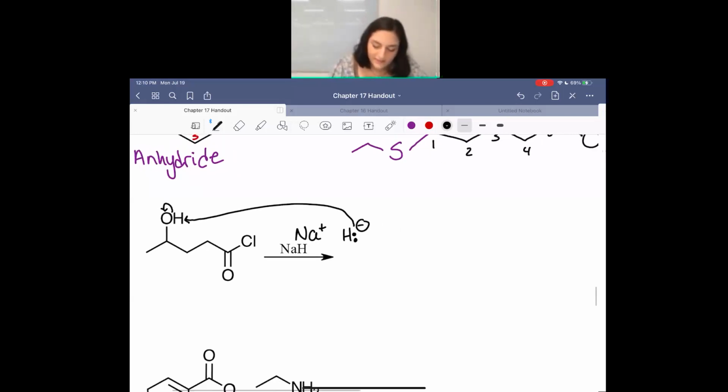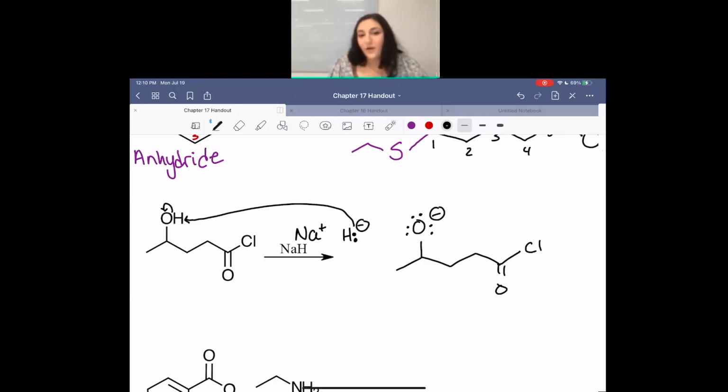So we get O minus. Gasp. We have an O minus. Anything with a negative charge will be a what or a what? A nucleophile or a base. Thank you very much. So it's actually going to act like a nucleophile this time, and it's going to attack itself.